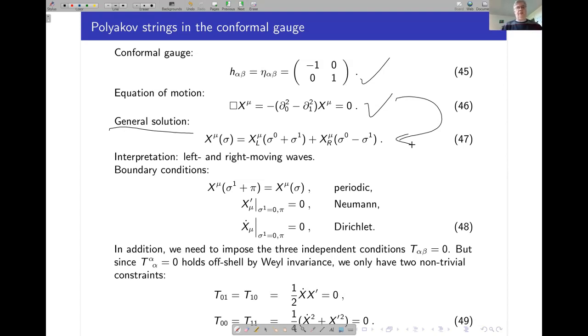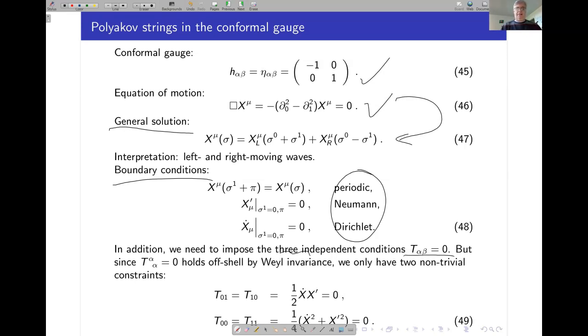So that is a general solution. Of course, we are not done then. We have to impose boundary conditions, and we have the same choices as we discussed for Nambu-Goto, namely periodic, Neumann and Dirichlet. And then we have to impose our constraints, T alpha beta equals 0.